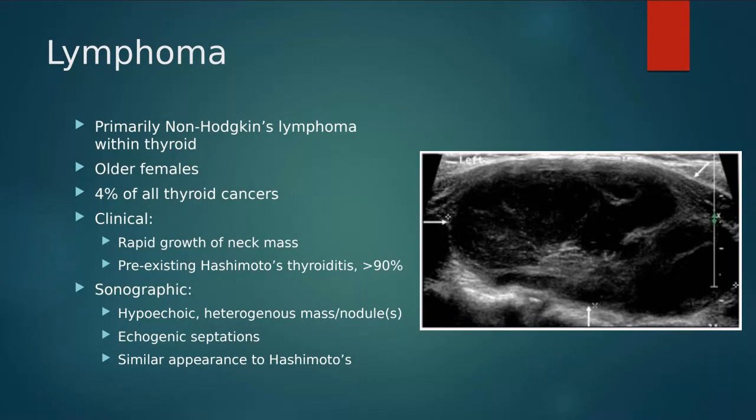So here we have our massive lymphoma within our thyroid. Our thyroid is all of this tissue. We're cutting it off, cutting it off, cutting it off. And this is our lymphoma. So again, very, very prominent.